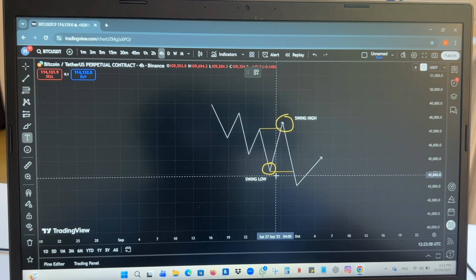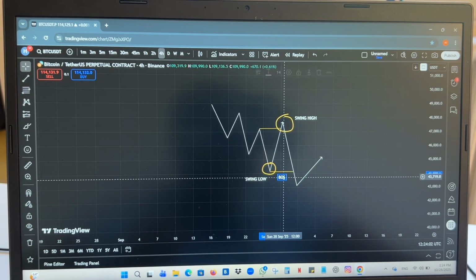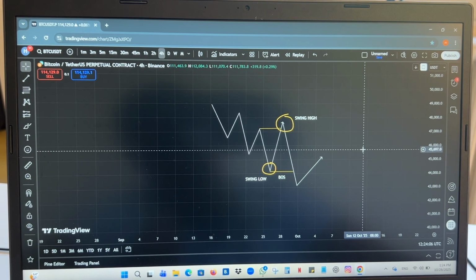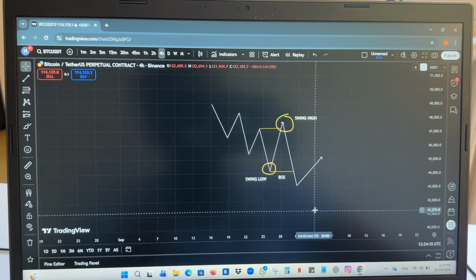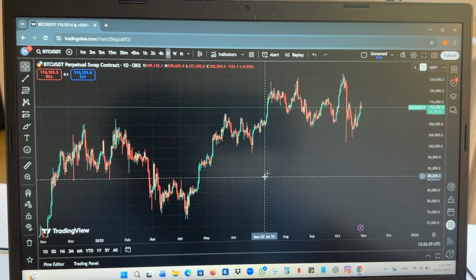And when this is confirmed, then what else is confirmed? The BOS. There you go. So the BOS is confirmed as well. That is how you identify a swing low and a swing high in a downtrend. Okay, now let's get into a live chart, a live trade, for me to show you guys how to identify a BOS in an uptrend and a downtrend, so it's easy for you guys to understand.